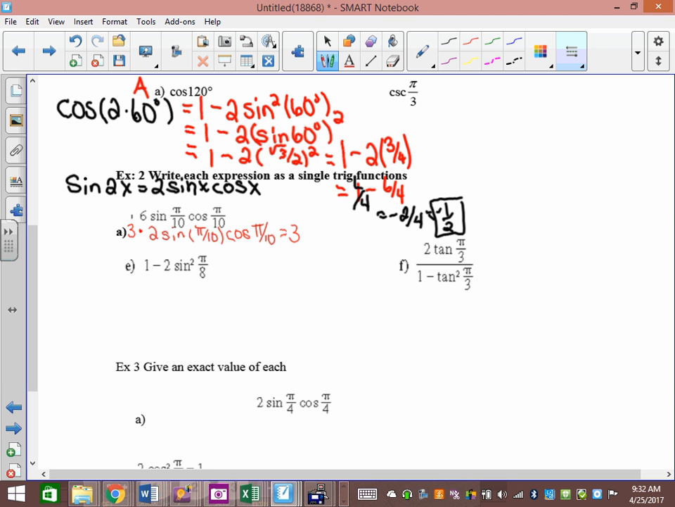This 2 sine this cos, this turns into what? What does this all turn into? That. Right? So it's actually going to become sine 2 what? Sine 2 times pi over 10. So you're going to get 3 sine pi over 5. It just wants you to write it as a single trig function.